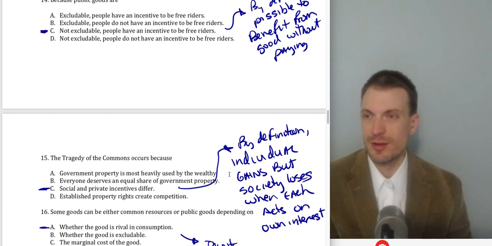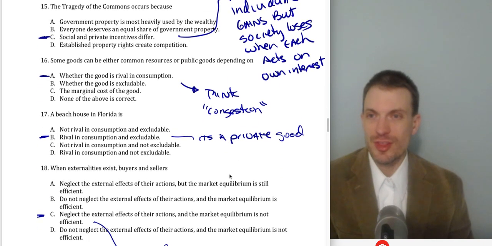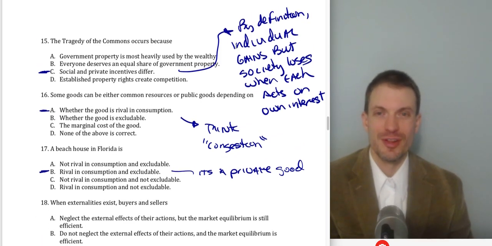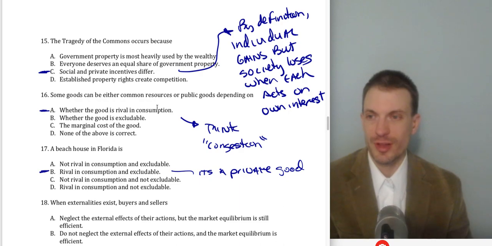So 14C. Tragedy of the commons occurs because social and private incentives differ. This is another one by definition. The individual gains, but society loses when each acts on their own interest. Right? This is our tragedy of the commons: individuals have an incentive to act in their own interest, but this goes against what's good for society because of this negative consumption externality. It's a social dilemma. So social incentives and private incentives differ.